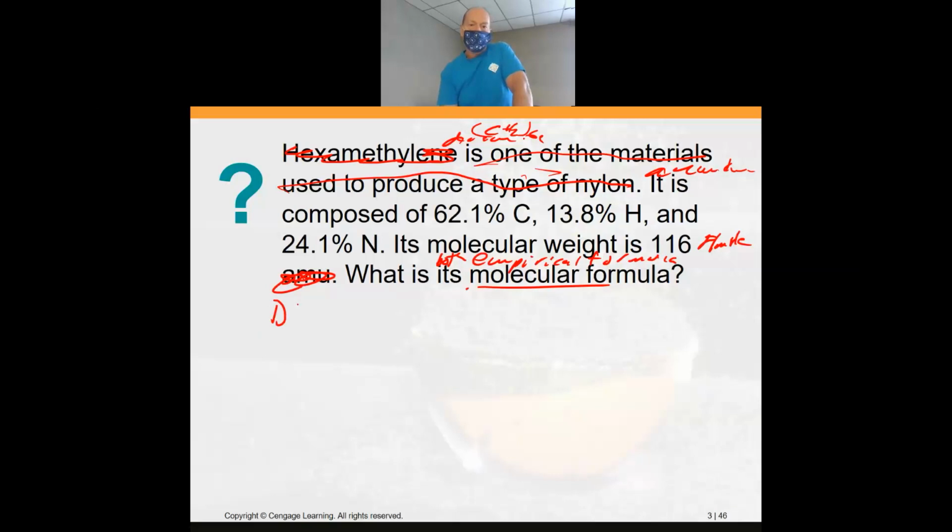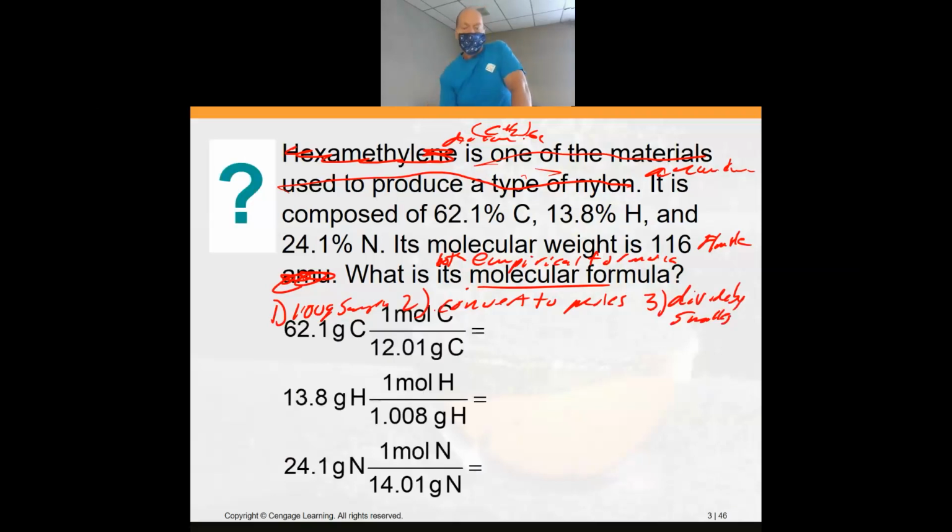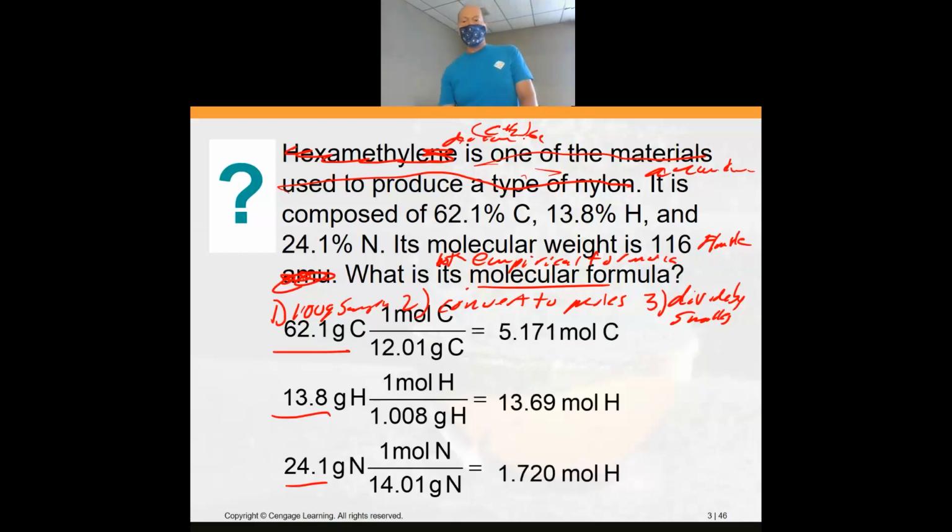A 100-gram sample, convert to moles, and then divide by the smallest. All right, so we converted it to grams because we have a 100-gram sample. So we have 62.1 grams of carbon, 13.8 grams of hydrogen, 24.1 grams of nitrogen. To convert it to moles, we divide by the molar mass. Carbon, 12.01. Hydrogen, 1.01. Nitrogen, 14.01. And we get our moles.